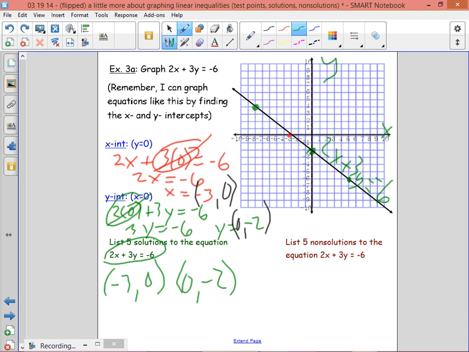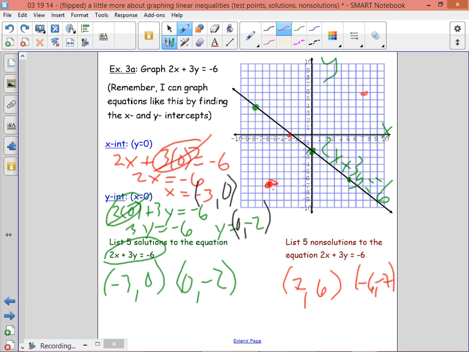5 non-solutions, that's much, much easier. Just pick any points that aren't on the line anywhere. Okay. The first one I drew looks like (7, 6). The second one I drew is nowhere. So let's say I meant this point right here, (-6, -7).